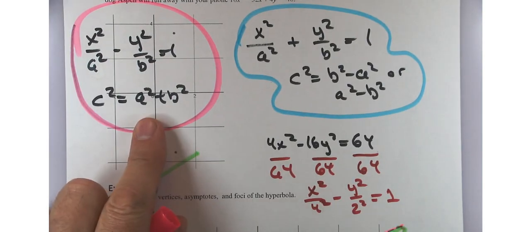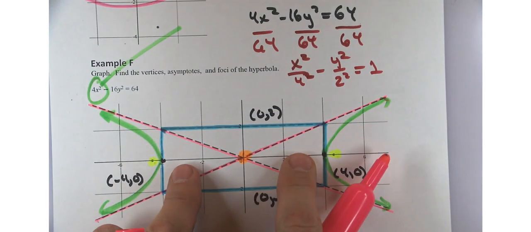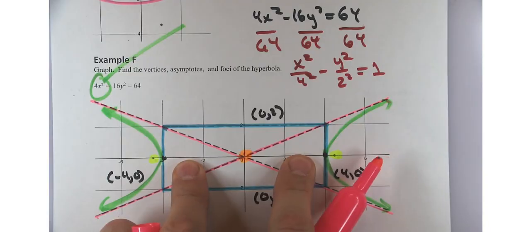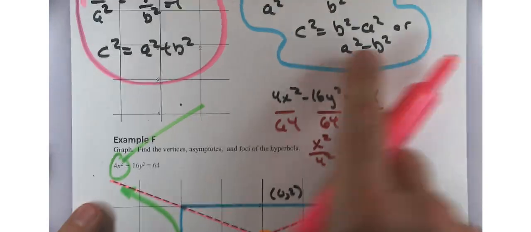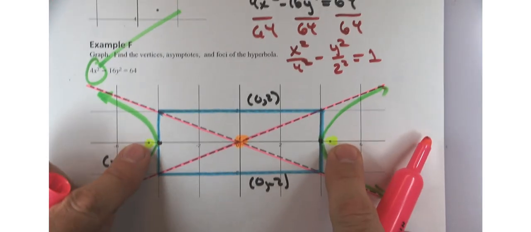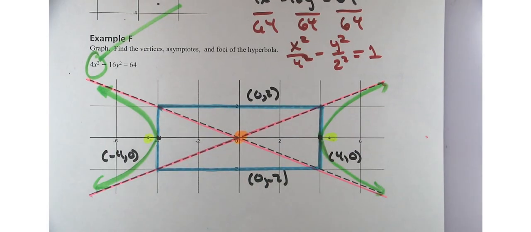And that's the formula we're going to have to use here. Now the difference is, if you use the wrong formula, you're going to get foci that land inside the box. That's what tells you that you used the wrong formula. If you use the right formula, then you should get foci that are far enough away from your vertex that they lie inside each branch of the hyperbola.